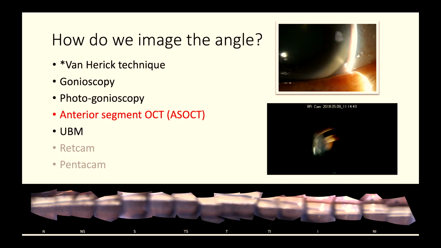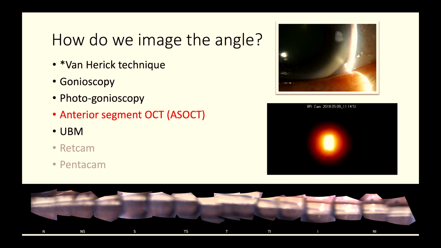But the gold standard, and it is still the gold standard, is gonioscopy. Gonioscopy, however, is subjective, requires practice, and it can be variable. So different people can see different things through gonioscopy. You can perform photogonioscopy, like in this particular tool that we developed, that can be used by the clinician to detect dynamic changes in the angle through indentation gonioscopy.